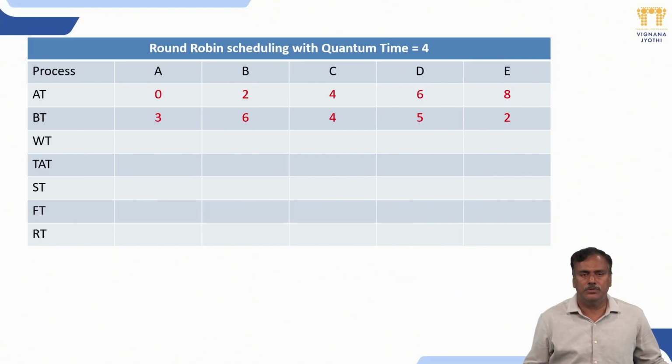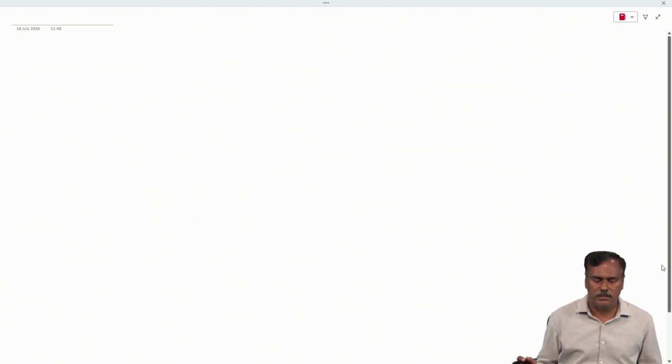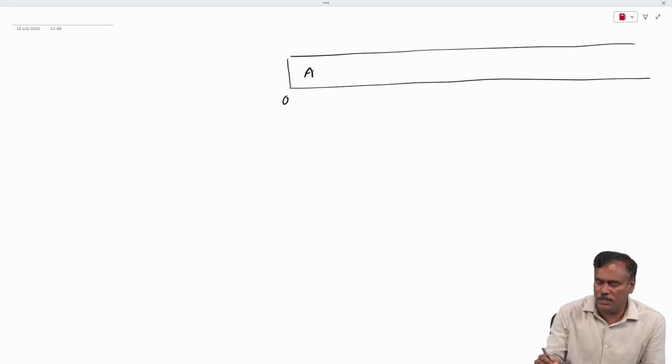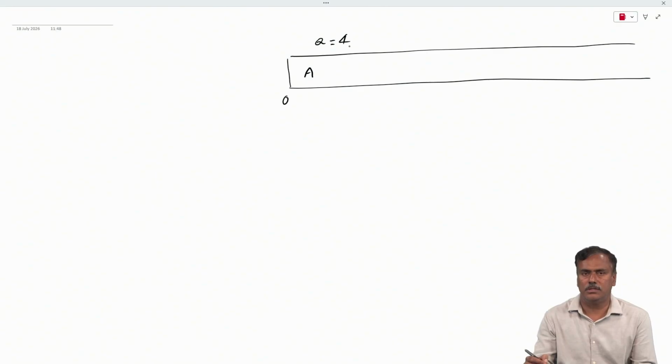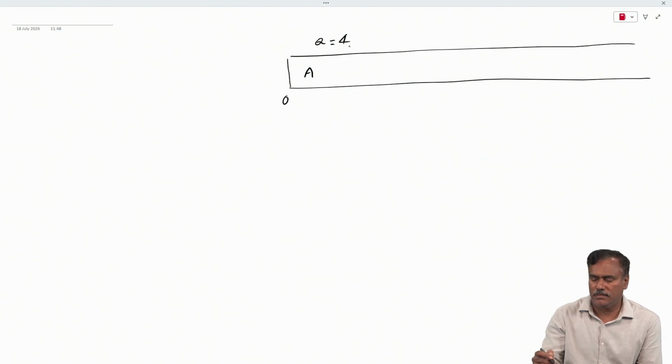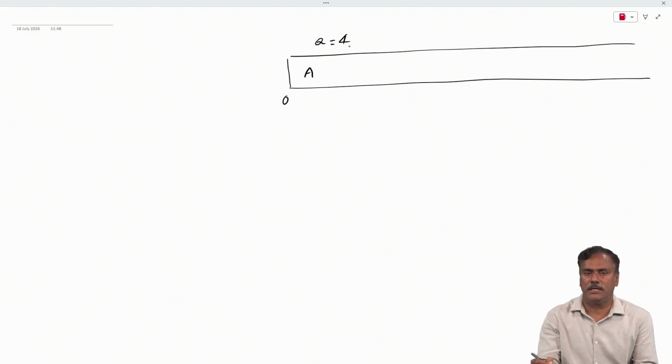First, you are going to start the execution of process A, because it arrived at the 0th interval of time. At the 0th interval you have started the execution of process A. You have been given the quantum time as 4 units, so the process can be executed for a maximum time of that slice time. If the service time of the process is less than the slice time, then before expiry of that slice time itself, the process can be stopped.